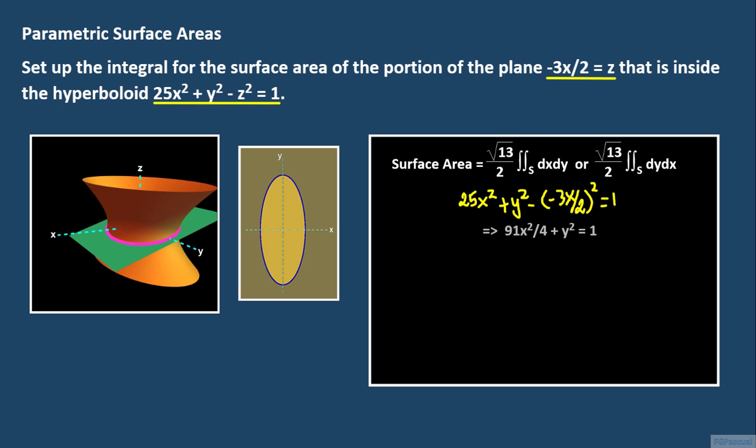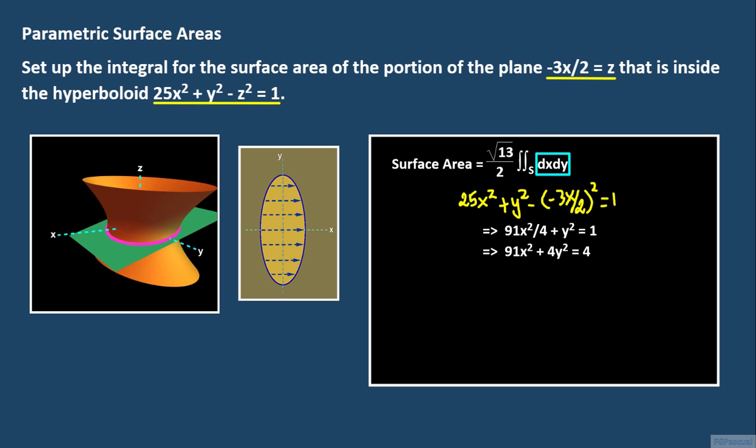Simplifying this equation, we get 91x squared over 4 plus y squared equals 1, which is indeed the equation of an ellipse. This is equivalent to the equation 91x squared plus 4y squared equals 4. If we integrate with respect to x first, then we must follow the x direction within the projection on the xy plane. We must determine from which curve to which curve the projection goes.